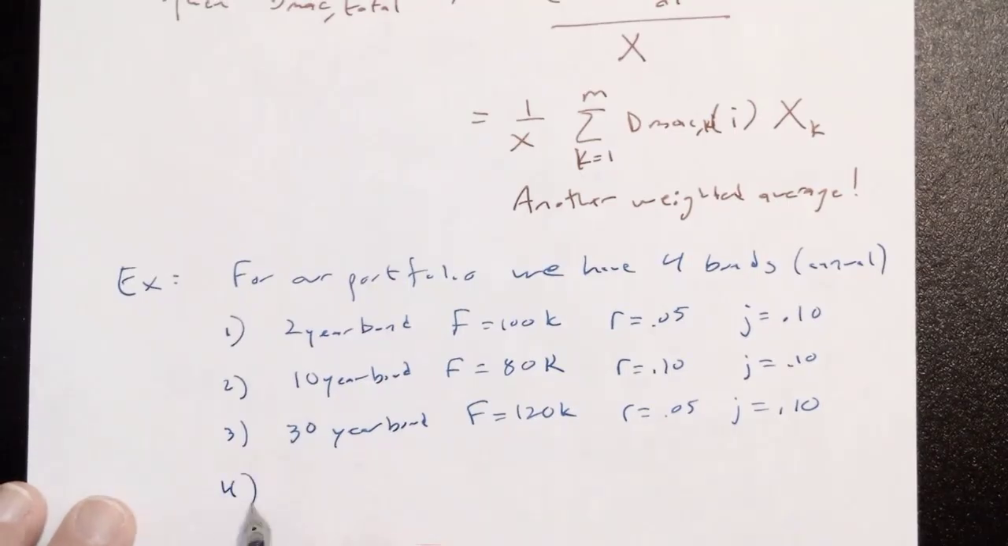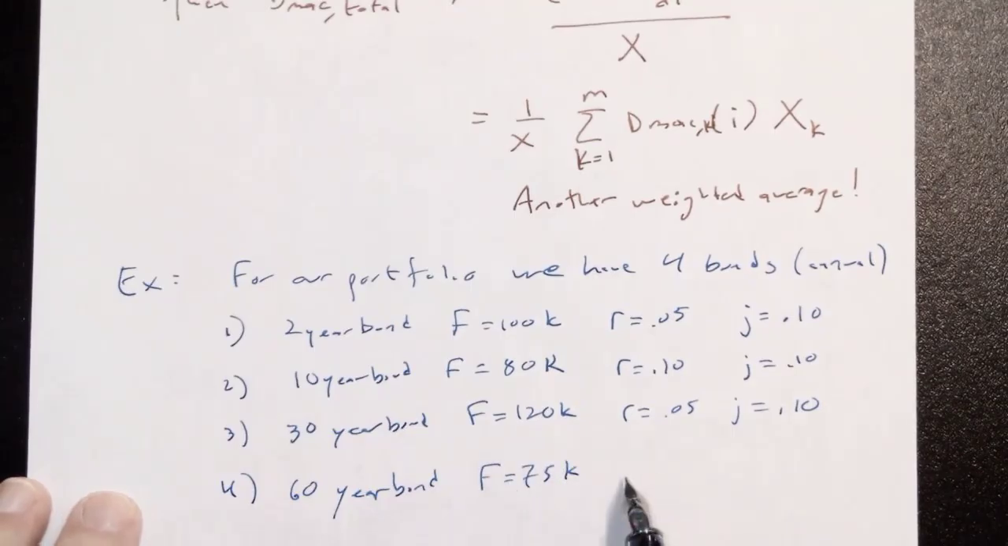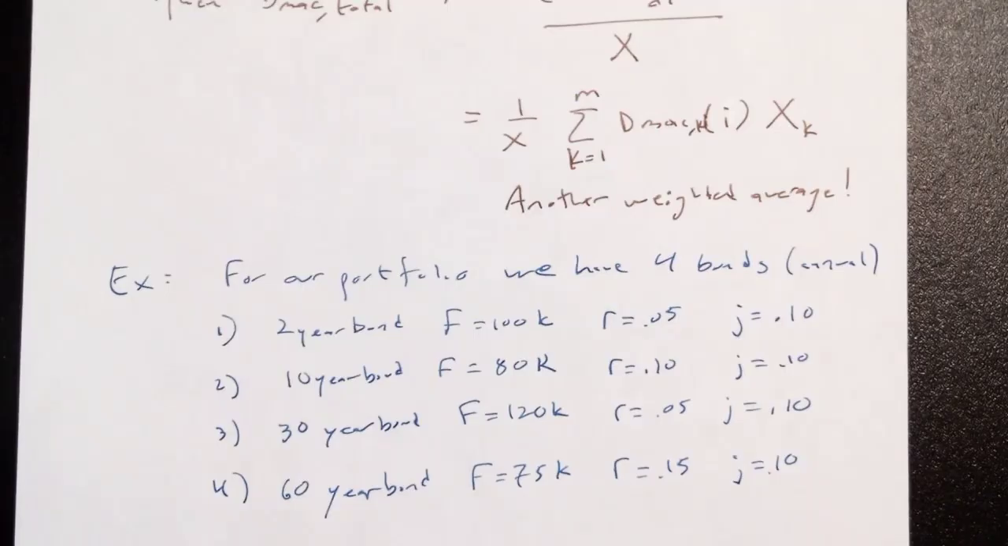And then, for some god-awful reason, I have a 60-year bond with a face value of $75,000. But the reason we bought it is because it's giving a coupon rate of 15%. That's a really, really, really high coupon rate. Hey, wait a second. Rates are all 5, 10, or 15. Yield is all 10. Yes?